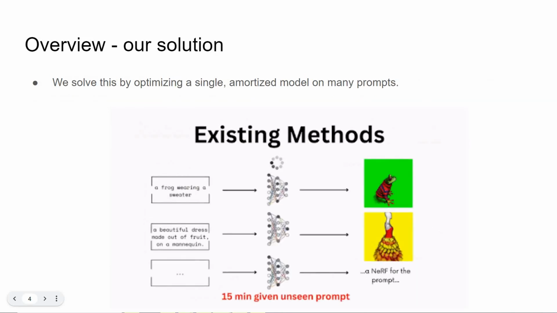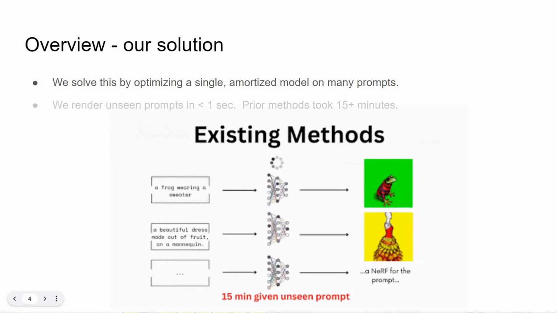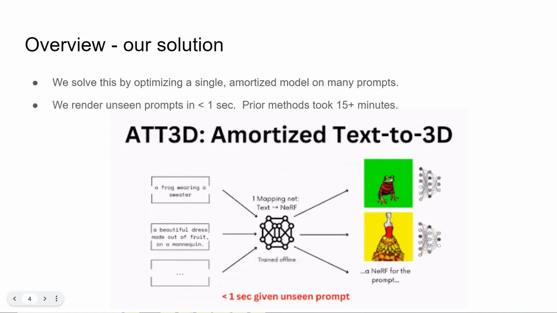We make the text-to-3D pipeline real-time by optimizing a single amortized model on many prompts. In the first stage, we train a mapping network offline from text prompts to NeRFs representing 3D objects. Once trained, given an unseen prompt, we can generate the NeRF in less than a second, allowing users a real-time design loop.